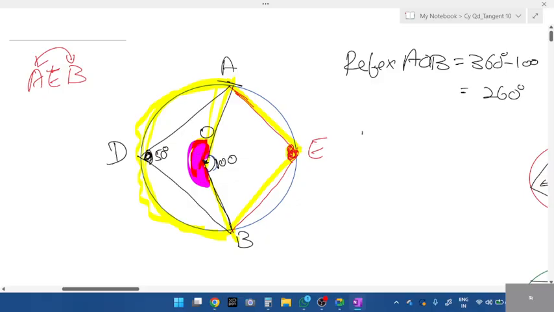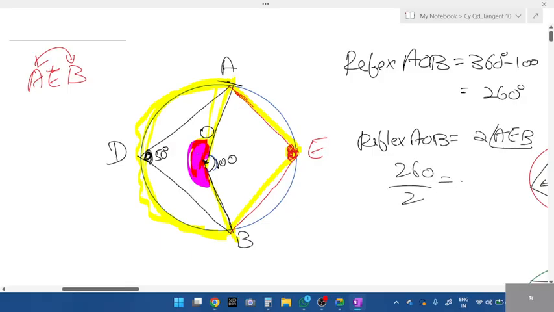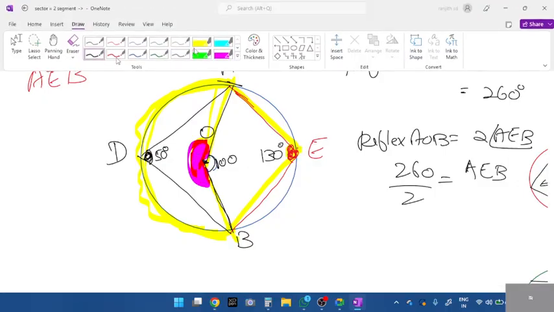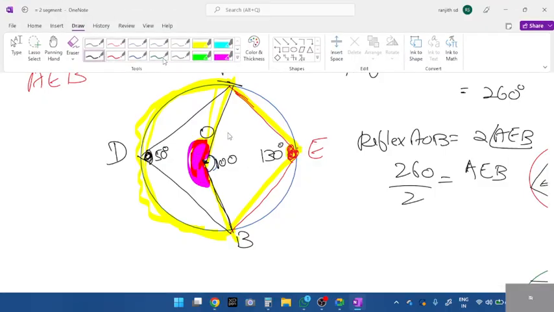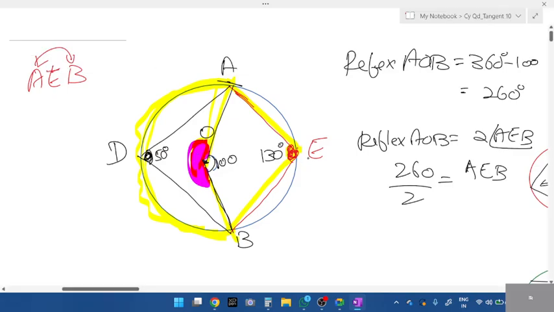Now, if you want to find angle AEB, center is equal to circumference. Which is center? Reflex AOB is equal to twice angle AEB. 260 divided by 2 is equal to 130 degrees. This is 130. Is this clear? Understood? This is one way, students.